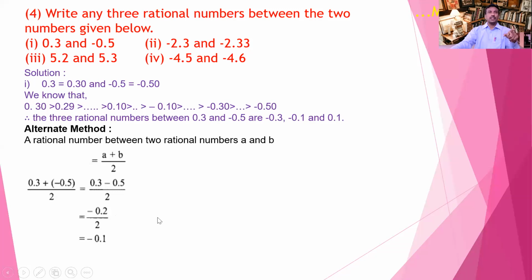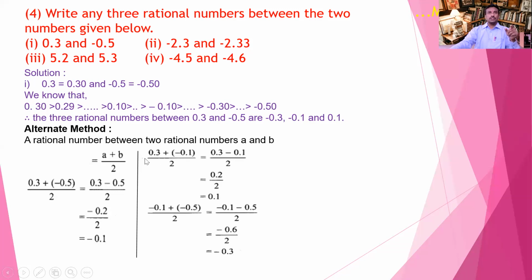Now similarly we can find another two rational numbers like this. Suppose now 0.3 and minus 0.1. We have to find out the number in between these two numbers. Then A plus B divided by 2 again means 0.3 plus minus 0.1 upon 2 is equal to 0.3 minus 0.1 upon 2. 0.3 minus 0.1 is 0.2 upon 2. 2 1s are 2, therefore 0.1 is the second number.